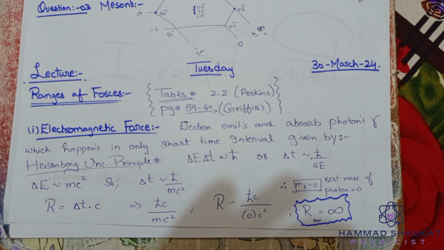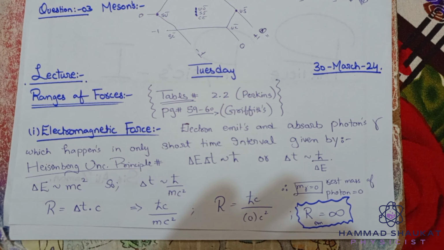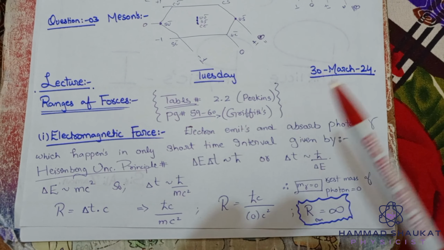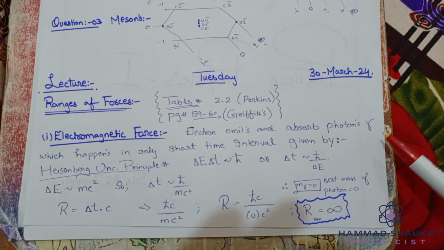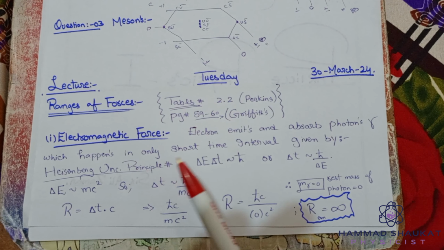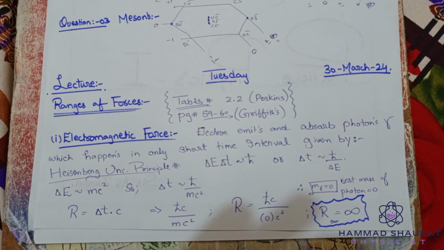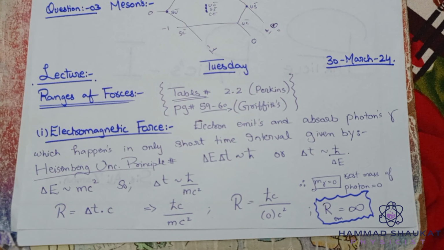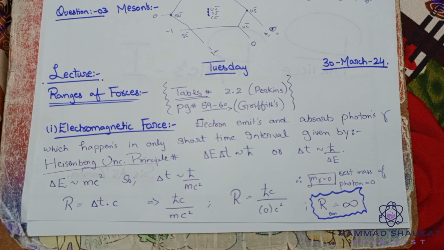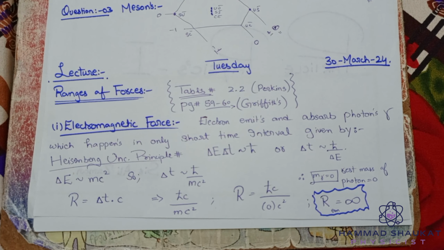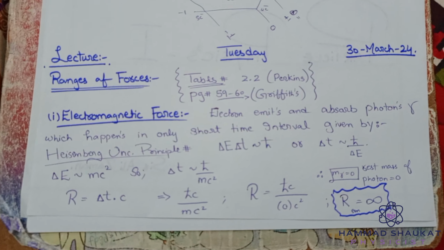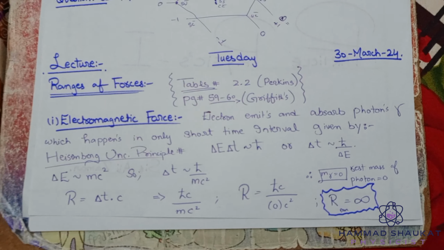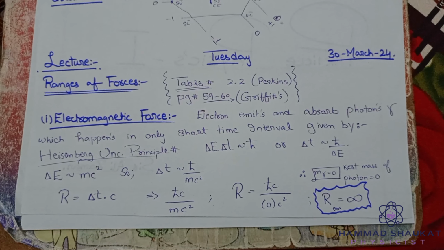Okay, so first of all, we will discuss electromagnetic force. So what is basically electromagnetic force? In it, an electron emits and absorbs photons, which are gamma. If an electron emits or absorbs some photon gamma, you will see there is some electromagnetic force, and the time interval should be very short. Okay, so to compare this, we will start with an example of the Heisenberg uncertainty principle.